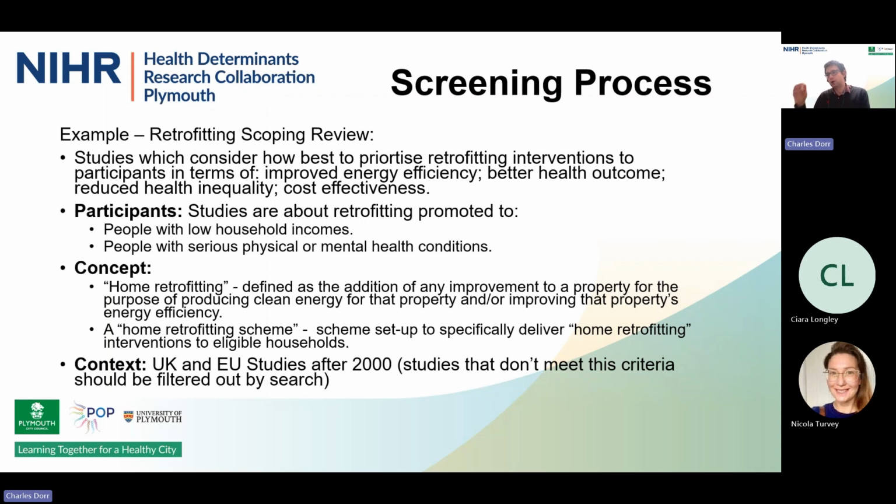And then the final one was around context, and we only looked at UK and EU studies after 2000, and that's something that will largely have been filtered out by the screening process because it's quite easy to filter for those things in search databases. But it's possible, especially through grey literature searching, that you might come up with some studies which don't fit within that context.